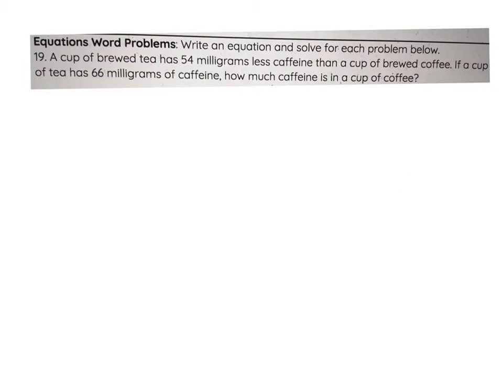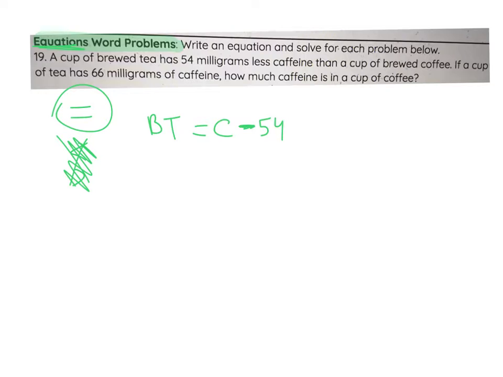Okay, so for this one, you have to be careful because it says equations word problems. So you're going to be using the equal sign. You're not going to be using a less than or a greater than or anything like that. It's going to be the equal sign for this one because it's an equation. Okay. All right, so they're saying that a cup of brewed tea has 54 milligrams less caffeine than a cup of brewed coffee, right? So if you have a cup of coffee, take away 54 milligrams of caffeine, and that's how much caffeine is in a cup of brewed tea, okay?